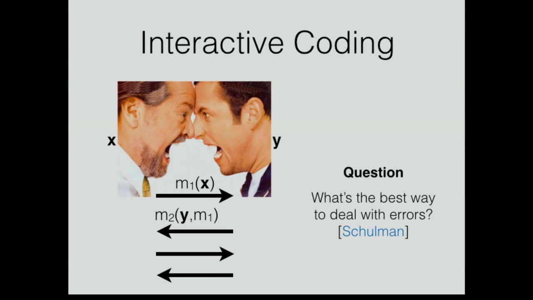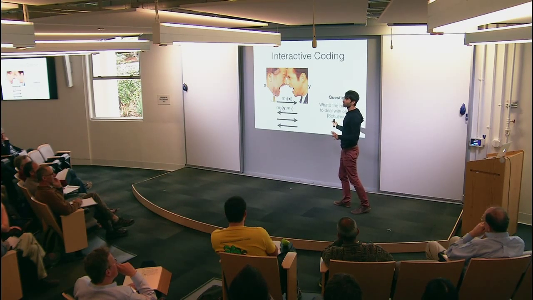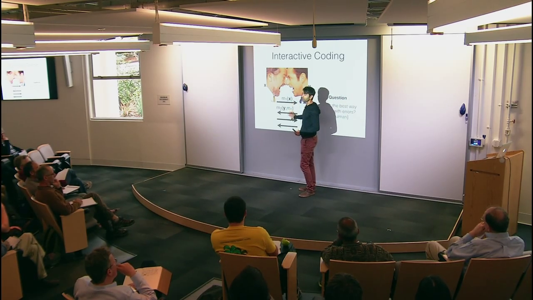So the question that we want to ask is, what's the best way to deal with errors in this situation? How can we deal with errors when we want to carry out this long conversation? You didn't say what the goal is. Does he have to know x and he has to know y? We don't know what the goal is. We just like to simulate the behavior of this protocol.